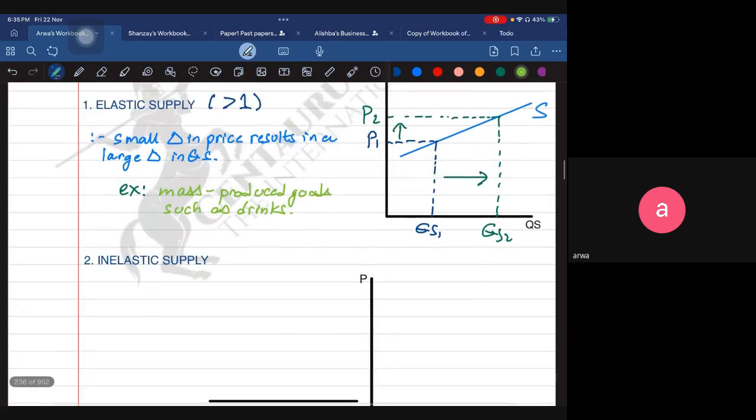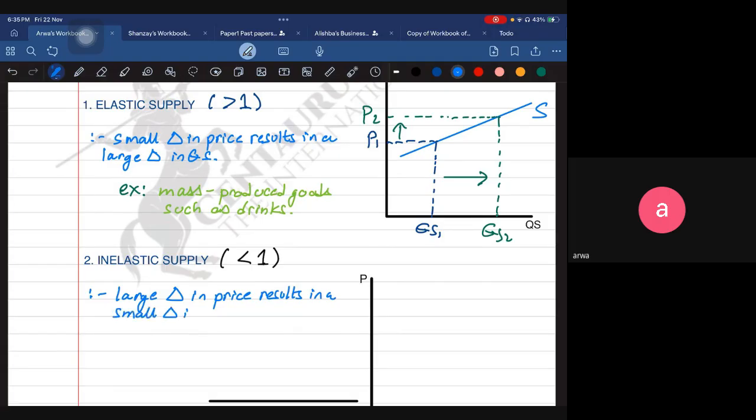Okay. So inelastic supply is less than one. A large change in price results in a smaller change in quantity supplied, right? Yes, sir.